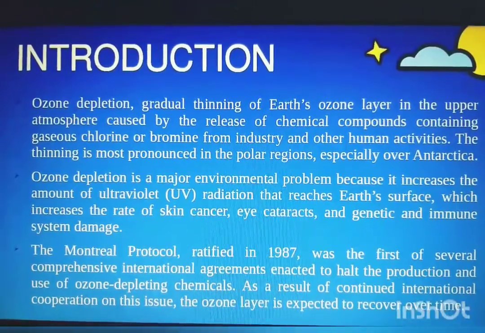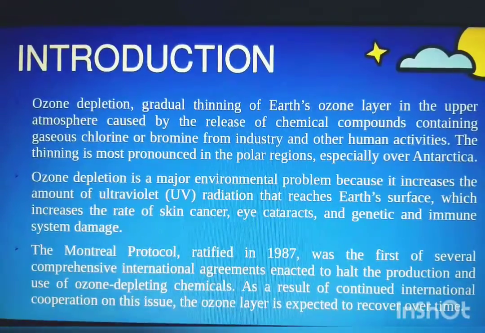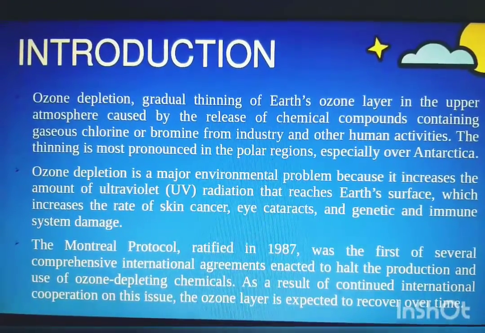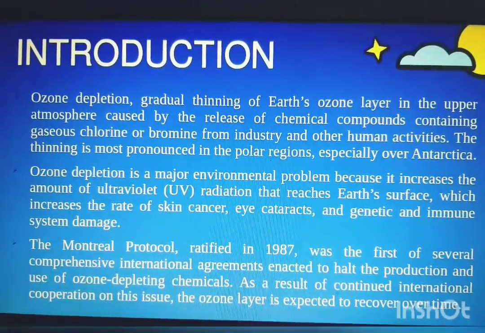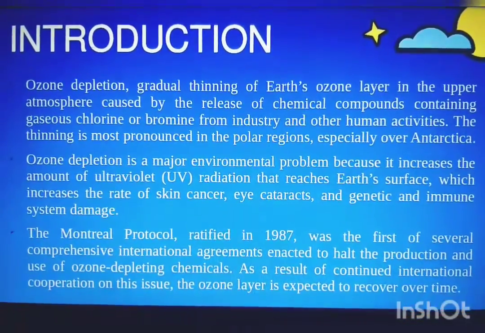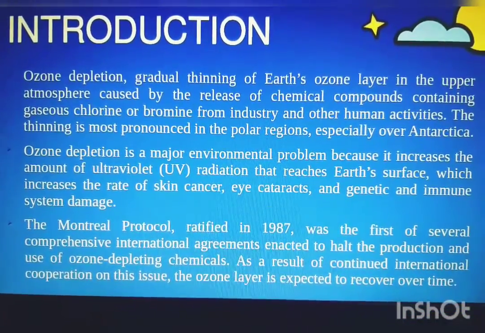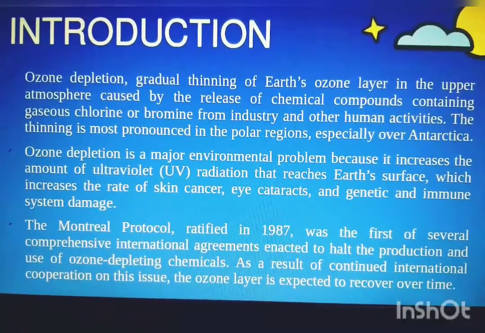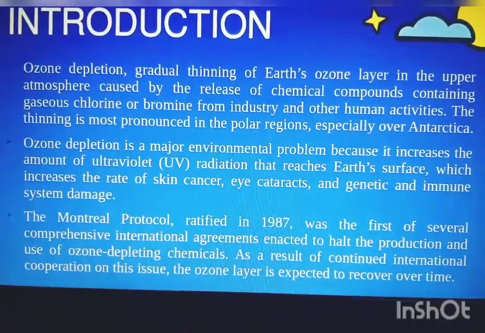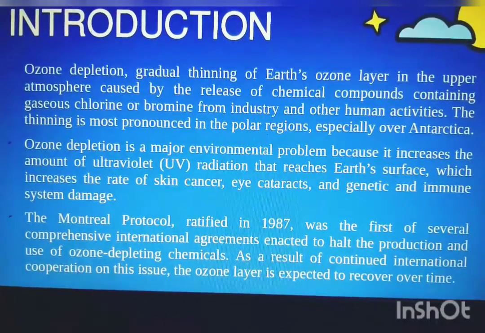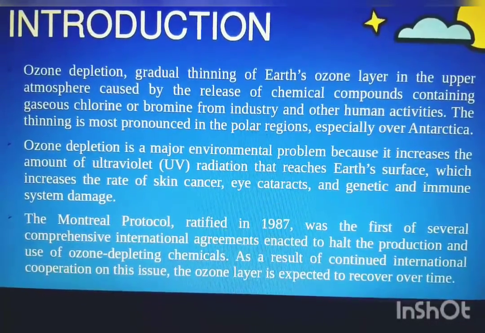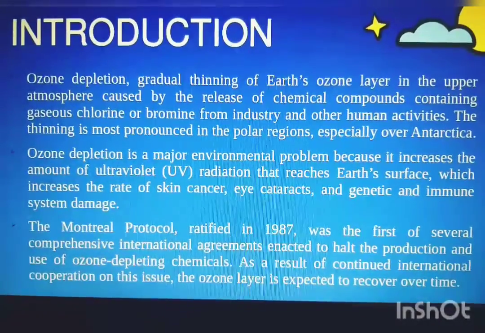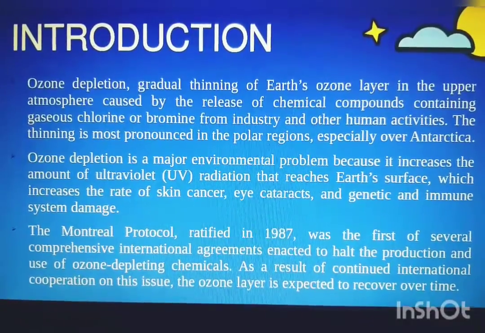Ozone gas is produced by the union of atomic oxygen formed by the splitting of molecular oxygen by sunlight with the molecules of oxygen. Ozone depletion means gradual thinning of Earth's ozone layer in the upper atmosphere caused by the release of chemical compounds containing gaseous chlorine or bromine from industry and other human activities. The thinning is most pronounced in the polar regions, especially over Antarctica.